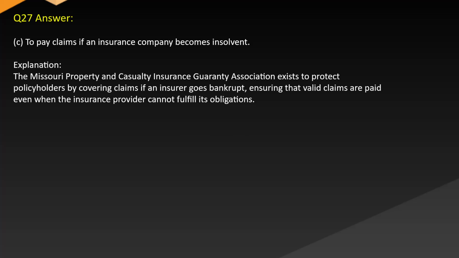Answer: C. To pay claims if an insurance company becomes insolvent. Explanation: the Missouri Property and Casualty Insurance Guarantee Association exists to protect policyholders by covering claims if an insurer goes bankrupt, ensuring that valid claims are paid even when the insurance provider cannot fulfill its obligations.